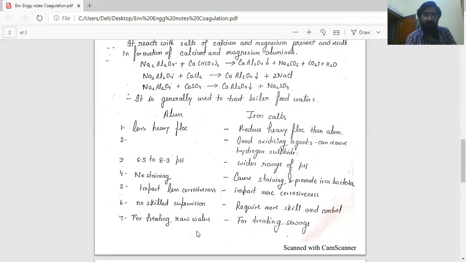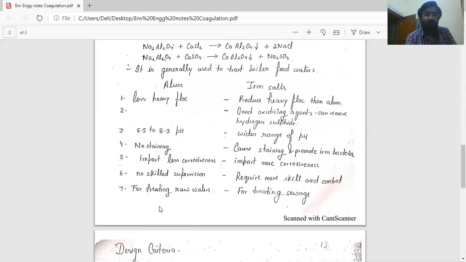Alum is used for treating raw water, and iron salt is used for treating sewage. So this is sedimentation added with coagulation, meaning sedimentation of finer particles with the help of chemicals or coagulants.